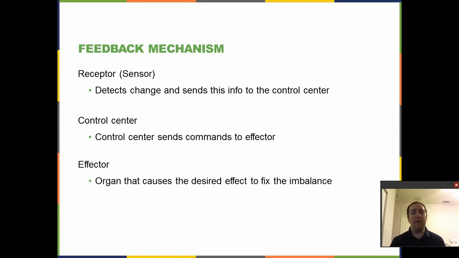The effector is also dumb. It doesn't know why it's doing what it's doing. It just received an order to do it, and so it is doing it. But the effector is the thing that actually causes the change. It is the furnace that heats the house. It is the air conditioner that cools the house. It's the sweat gland that cools our body. It's the muscles that cause us to shiver and heat up our body. It is whatever causes the change. So for the person that asked that, does that make sense?